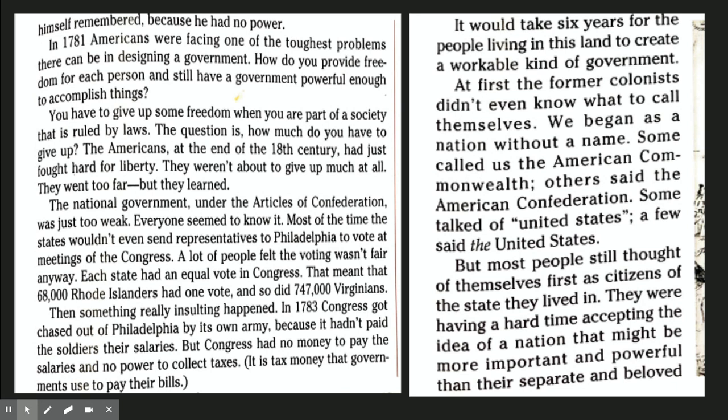A lot of people felt that voting wasn't fair, anyways. This is kind of important. Each state had an equal vote in Congress. That meant that 68,000 Rhode Islanders had one vote. That means they had their representatives in Congress when they called the roll and voted. Rhode Island, how do you vote? Rhode Island has one vote. And 747,000 Virginians combined for one vote.